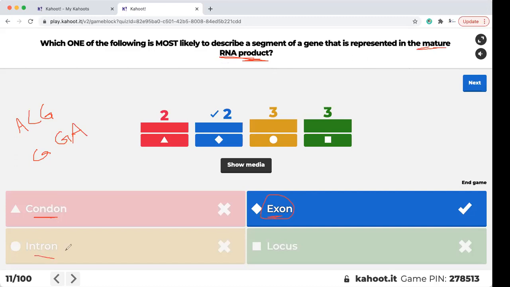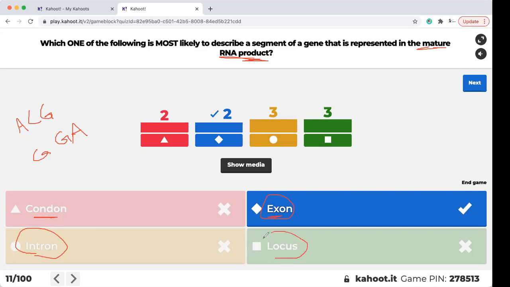Unlike the exon, the intron will be lost, meaning that the intron is a nucleotide sequence within the gene that will be removed by a process called RNA splicing. And what is RNA splicing? It is a process that happens during maturation of the mRNA. So the immature mRNA has introns, but the mature mRNA doesn't have introns.